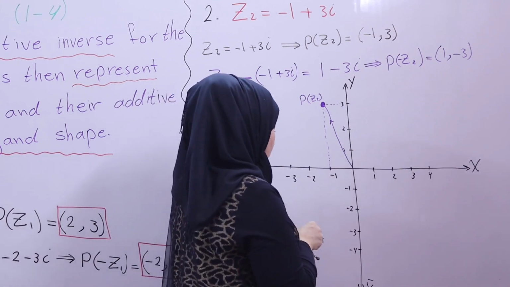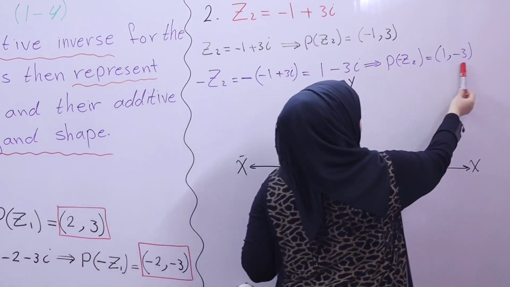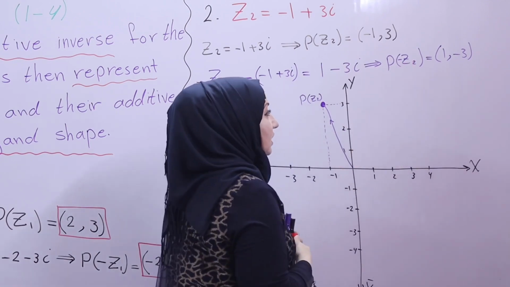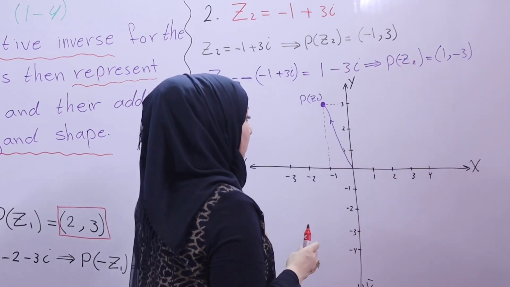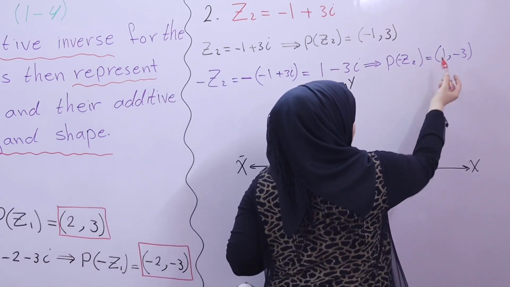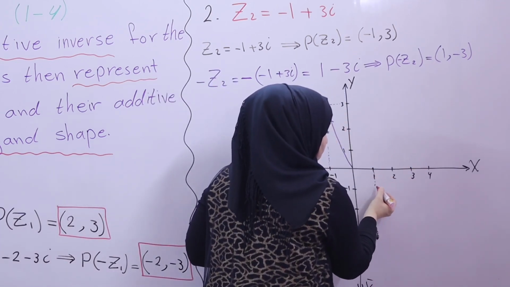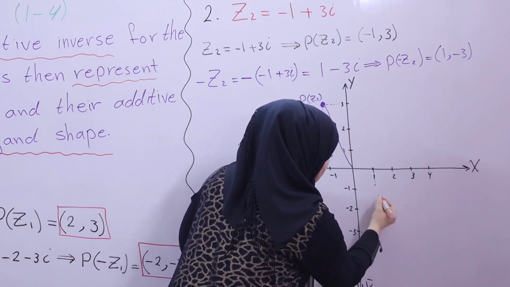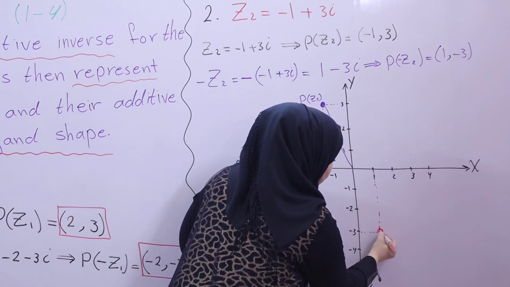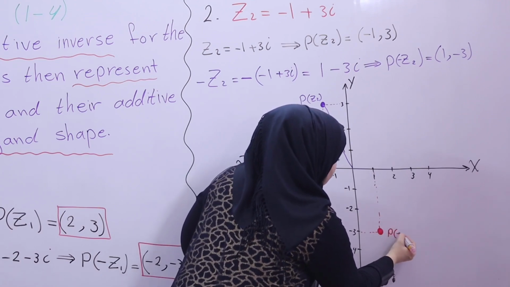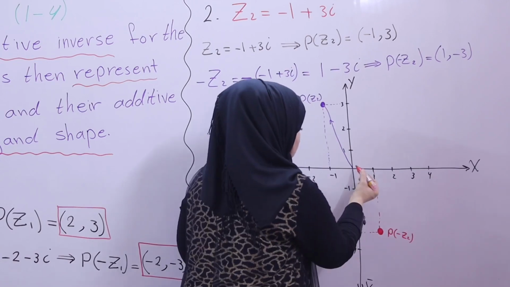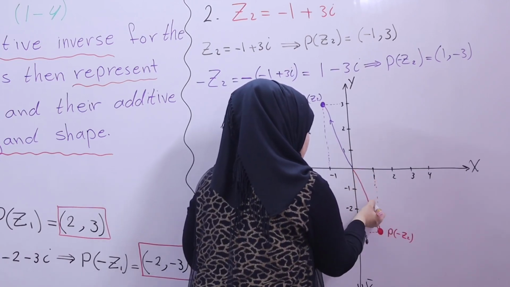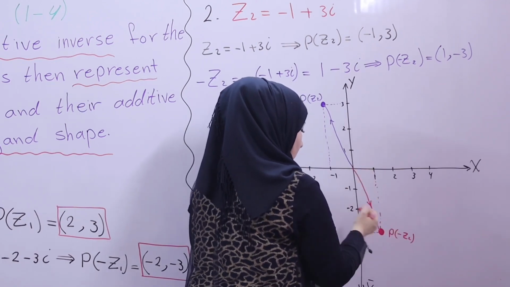Now we want to represent the second ordered pair, which represents the point of negative Z2, which means the additive inverse of Z2. The x coordinate is +1, here it is, and the y coordinate is -3, so this is -3 and it will be here. So this point represents negative Z2, and now we will draw the Argand shape which represents the vector OP.